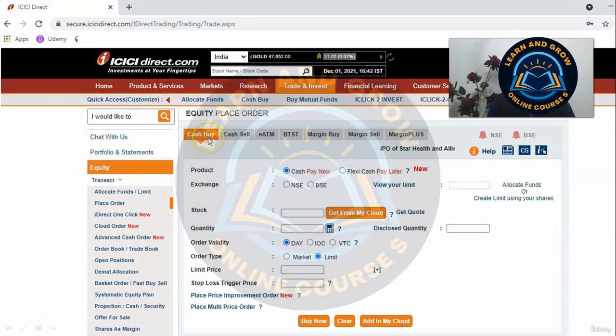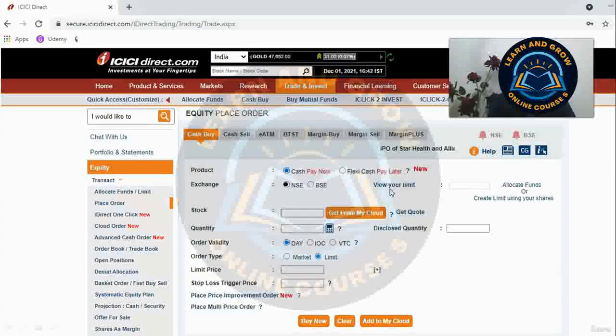So we either want to buy in cash or sell in cash. At the moment I am trying to buy, so I have clicked on cash buy. Alright. So the product is cash, and the exchange, I have to select one of the two exchanges, because in India we have got two exchanges, the National Stock Exchange and the Bombay Stock Exchange. If in your country you have only one exchange, then you may be shown only one option. Alright. So what I do is I select NSE.